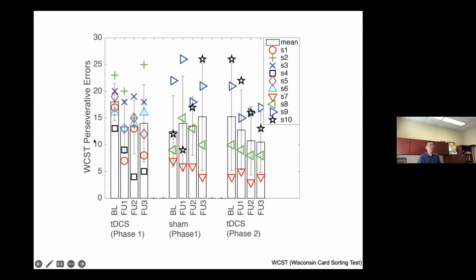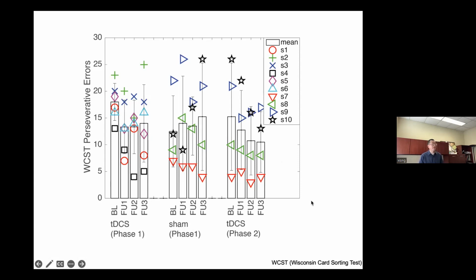And also, what's really exciting for us is, even with a small sample size, every single patient who received the real treatment showed a reduction in the errors, not just a group effect. Every single subject showed the effect. The effects also lasted for a while. Compared to patients who received sham, who don't have much difference here, once we switched the patients to real treatment, they showed some encouraging signs of improvement as well.